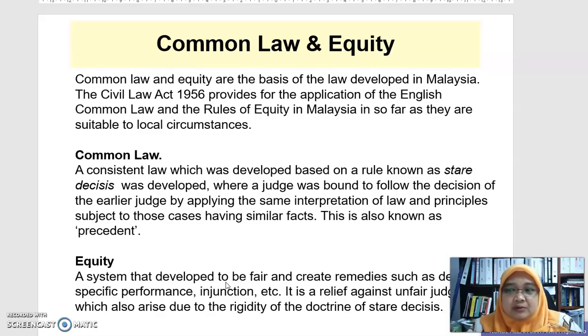And another type is equity. Equity means something equal. There should be fairness between the parties, and whatever is decided is based on the facts themselves, whether it is fair to both parties. So it was a system that developed to be fair and create remedies such as decree, specific performance, and injunction. Specific performance is like if you agree between A and B, and there was an agreement with terms, the court decides that the parties must perform what was agreed between them. That is specific performance.